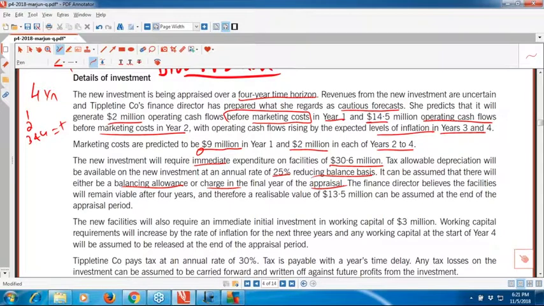Now if we move forward, it says the finance director believes facilities remain viable after 4 years, and therefore a realizable value of 13.5 million can be assumed at the end of the appraisal period. So basically, the residual value is going to be 13.5 million. Now, what next is there?